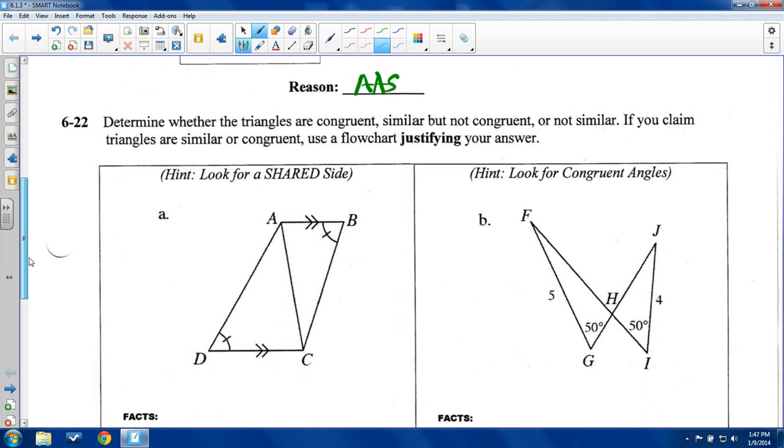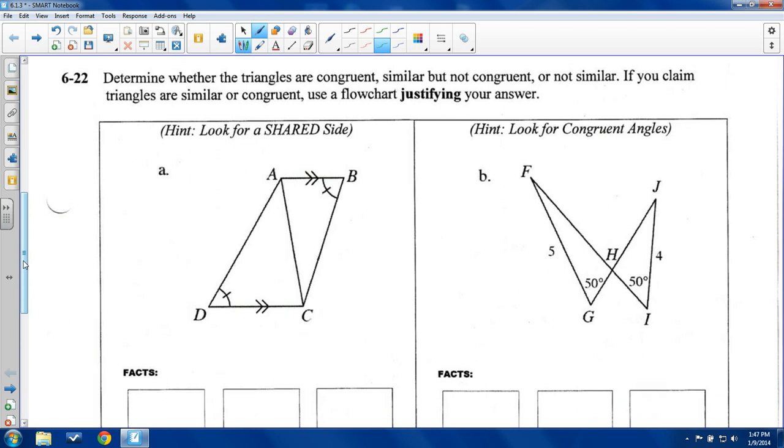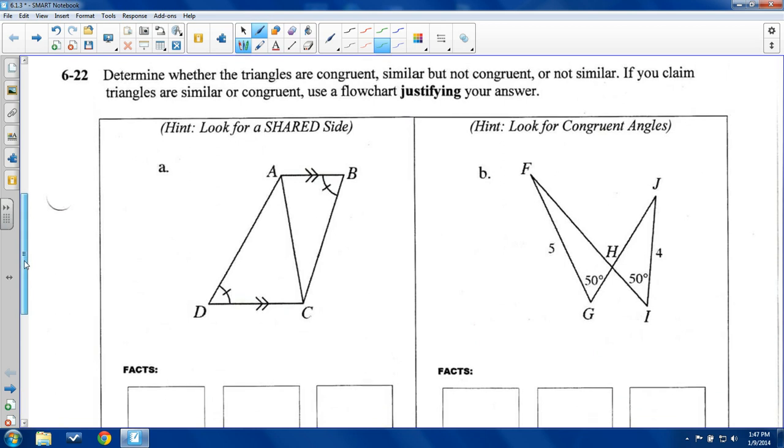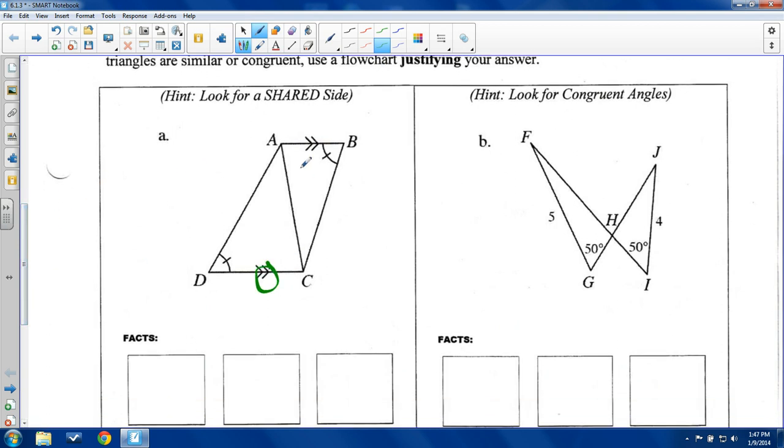Number 22, determine whether the triangles are congruent, similar but not congruent, or not similar. So you have to determine now. You're not just saying show that they're congruent. They might not be. If you claim triangles are similar or congruent, use a flowchart justifying your answer. So here we go. These are parallel lines, not congruent. They could be, but we don't know that. We just know they're parallel.